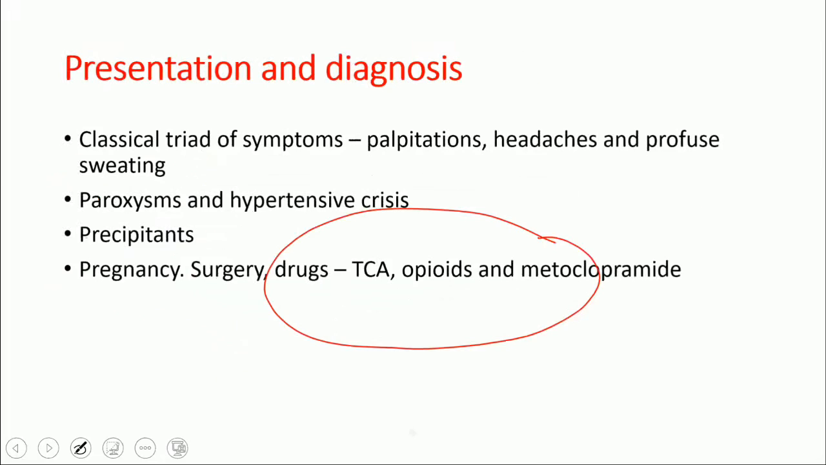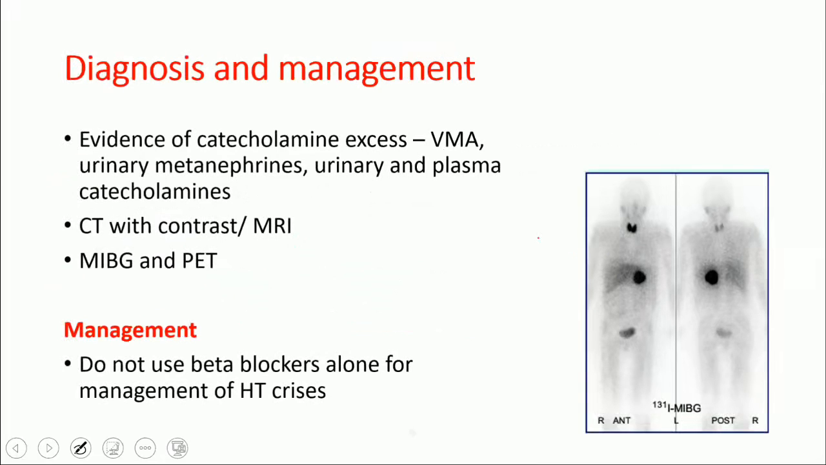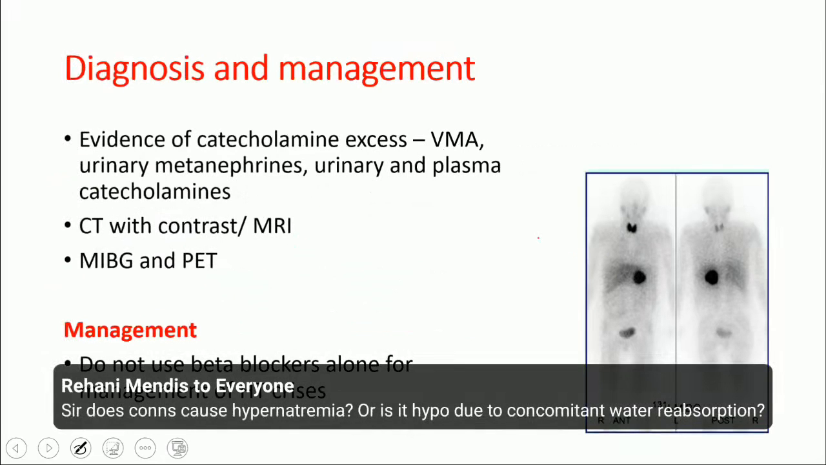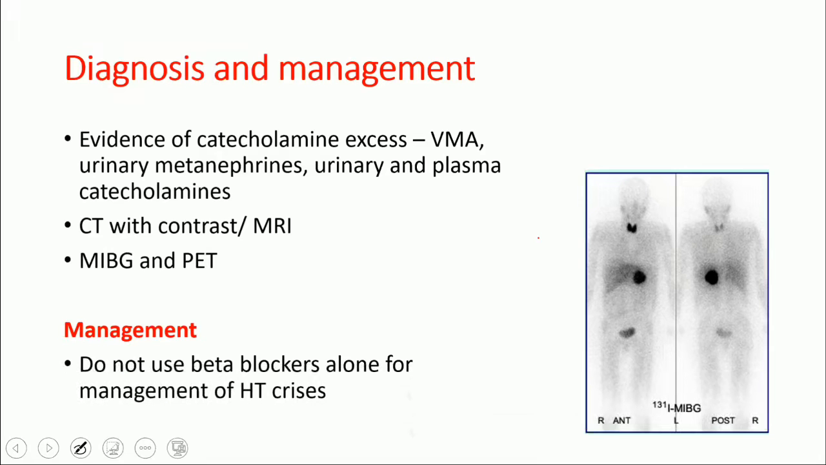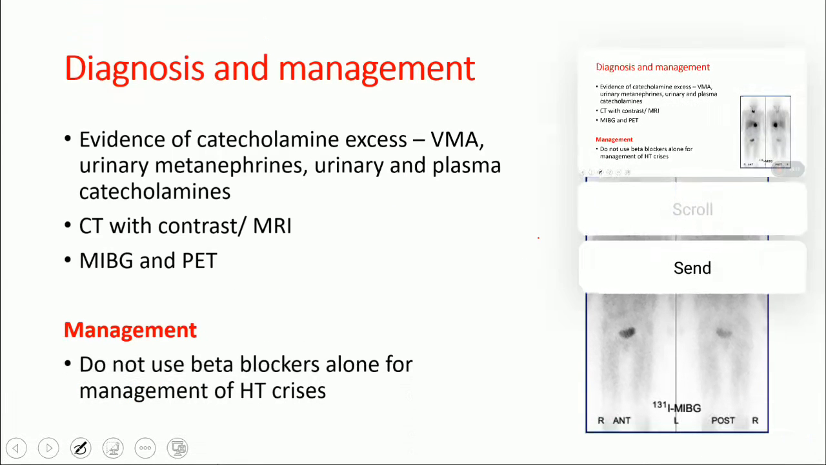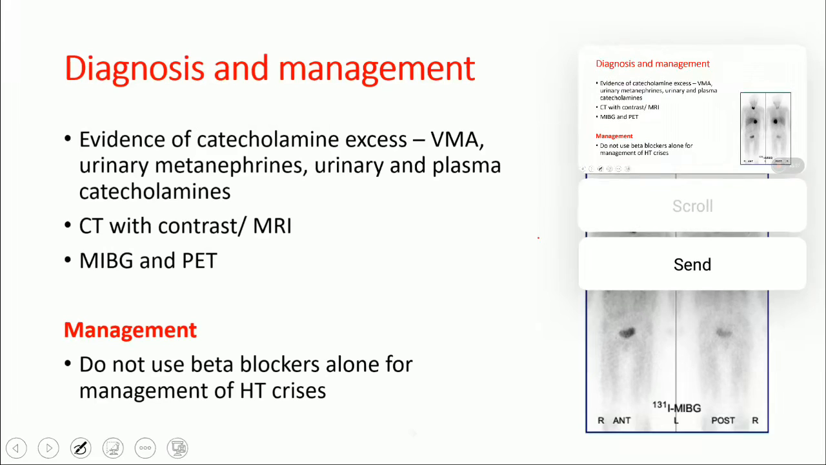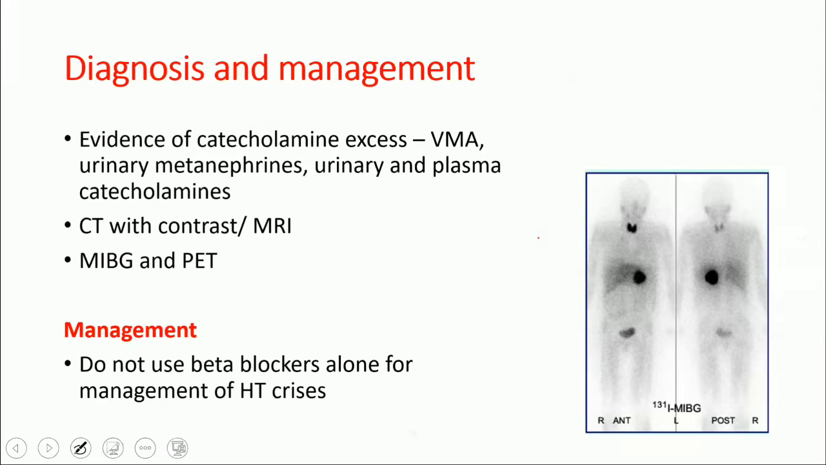Now, how do we diagnose pheochromocytoma? The simplest thing to do is that you can measure the breakdown products of catecholamines in the urine and the blood. So we measure the VMA in the urine and the urinary metanephrines, or the urinary and plasma metanephrines.